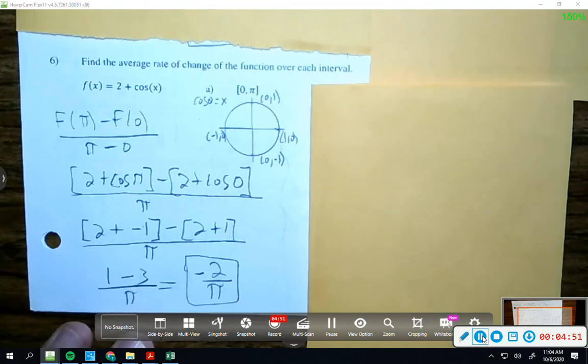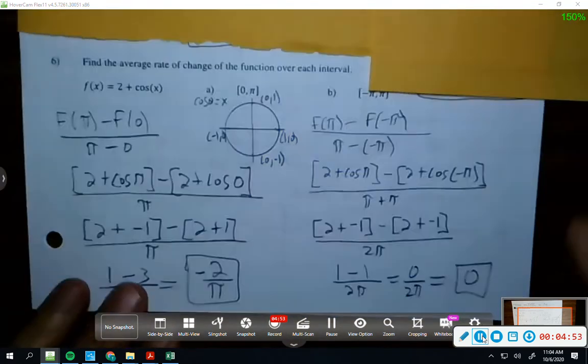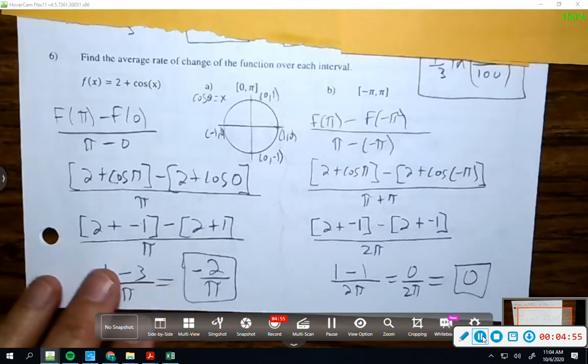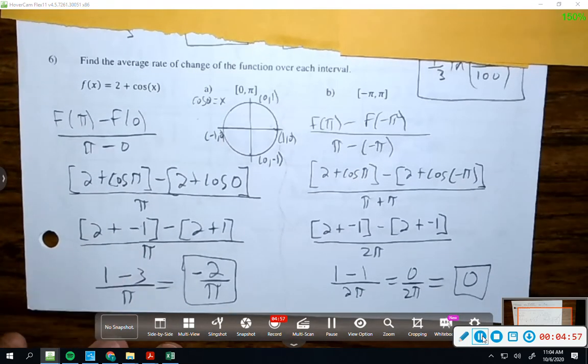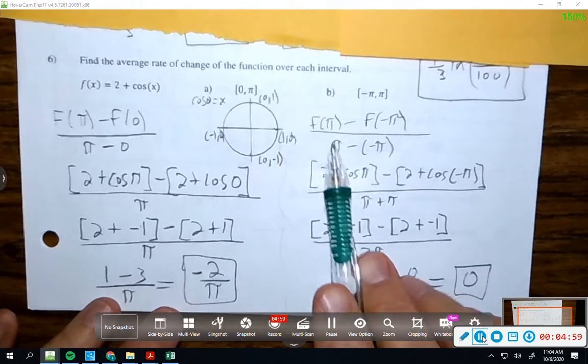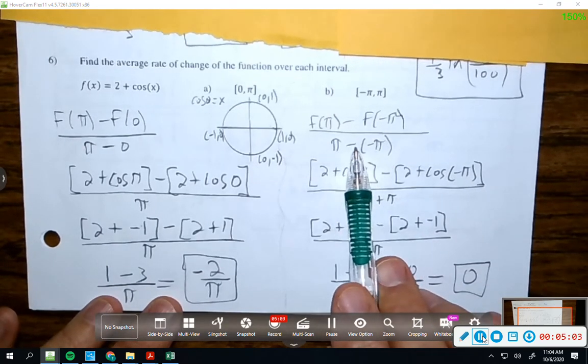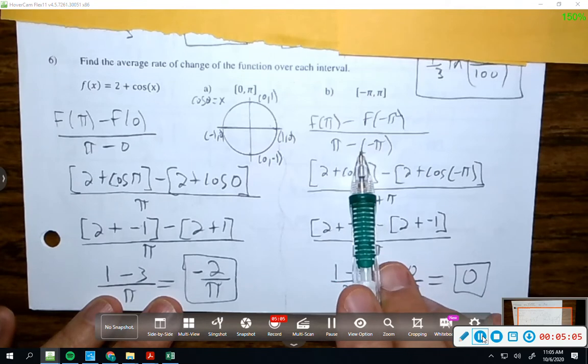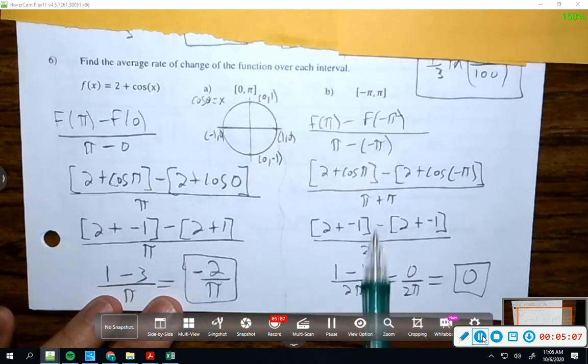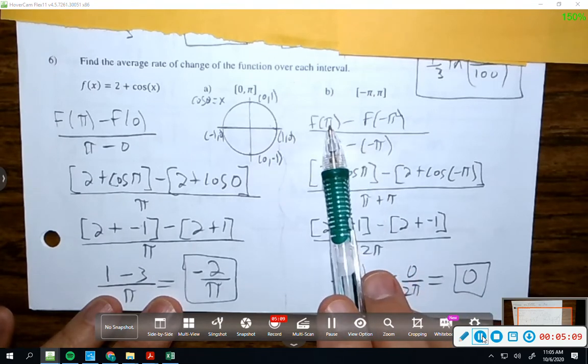Here's part B of the particular problem. This time we're going from pi to -pi. So f at b minus f at a all over b minus a. Notice this is minus a negative, becomes plus a positive. Pi plus pi is 2 pi for the bottom. But again, I've got to plug pi in.